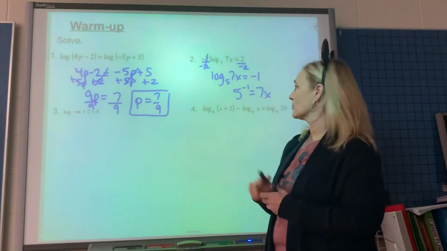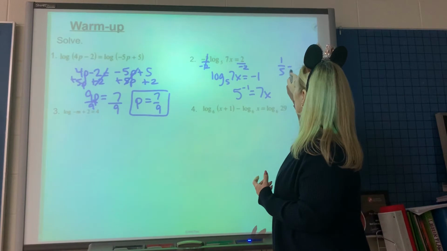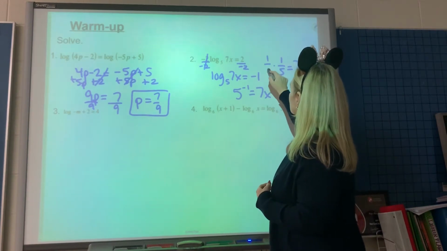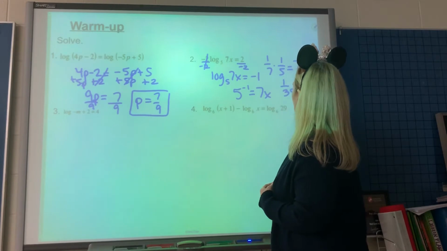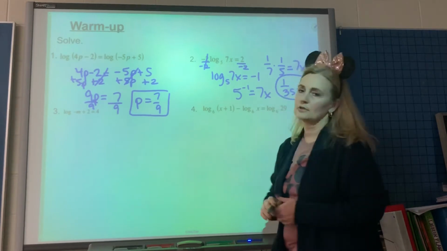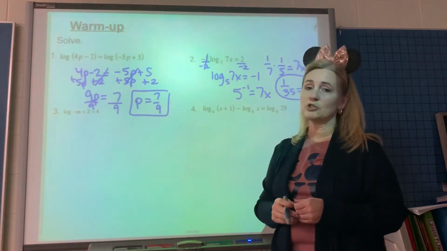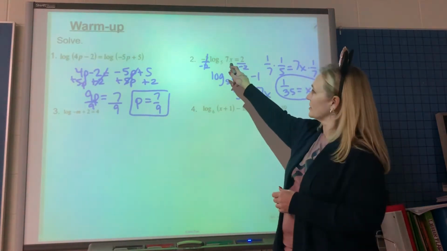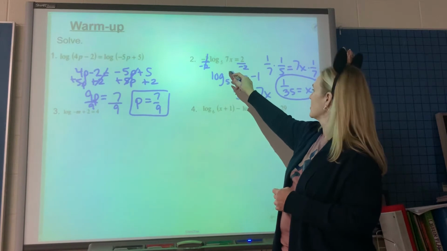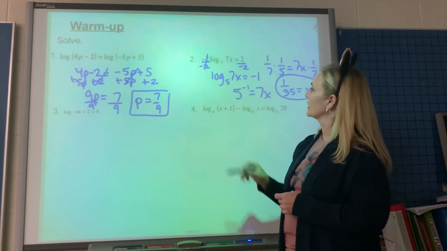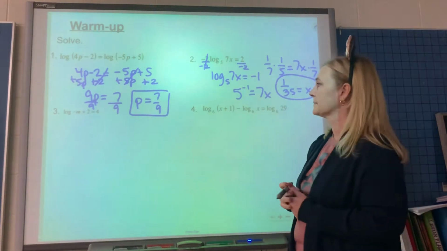5 to the negative 1 power, that's just 1/5. 1/5 equals 7x. Times by 1/7 to get rid of that 7, you get 1 over 35 equals x. You could have it as a decimal, but it's just as good to put it as 1 over 35. Of course, you could always check it. If you plug in 1 over 35 here, 7 over 35 would be 1/5. So log base 5 of 1/5 does equal negative 1, so it works.